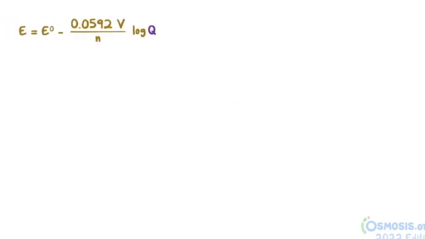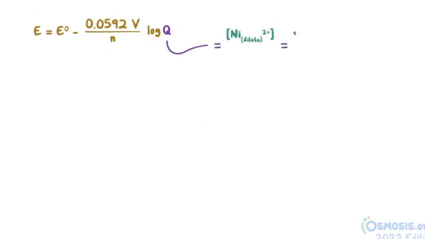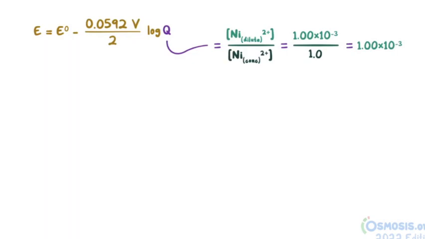Now, let's plug what we know into the Nernst equation. So for Q, we have the dilute nickel concentration of 1 times 10 to the negative third molar divided by the more concentrated nickel concentration of 1 molar. So Q is equal to 1 times 10 to the negative third. Overall, there are 2 moles of electrons being transferred, so we know that the N is equal to 2. Finally, we need to know the standard voltage. Since both electrodes are the same metal, the standard voltage is 0. When we plug all of that into the Nernst equation, we see that the instantaneous voltage is 0.0888 volts.